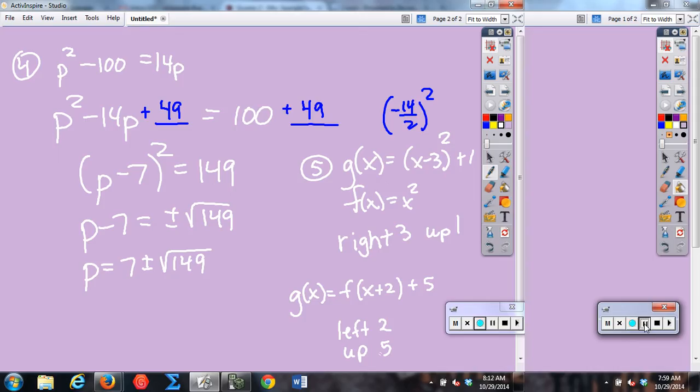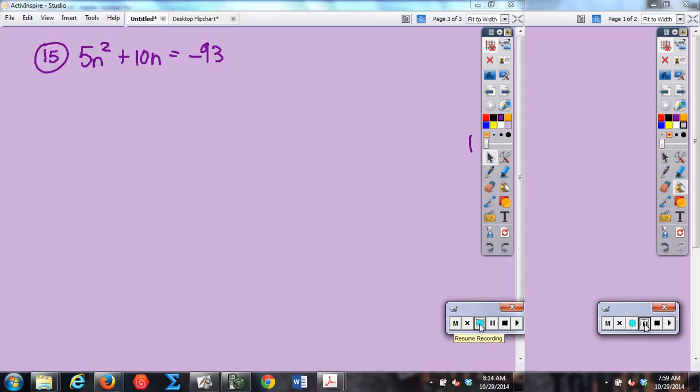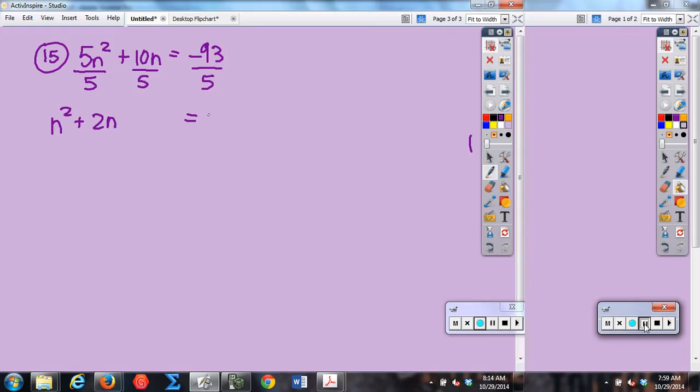Okay, figure out your score. Pass that up. Okay, what's the first step on this one? Divide by 5. Yeah, we have to start out with a 1 n squared every time. So you always want to get a 1 n squared. So you're going to have n squared plus 2n equals, and I'm just going to leave this, it doesn't simplify. I'm just going to leave it like that.